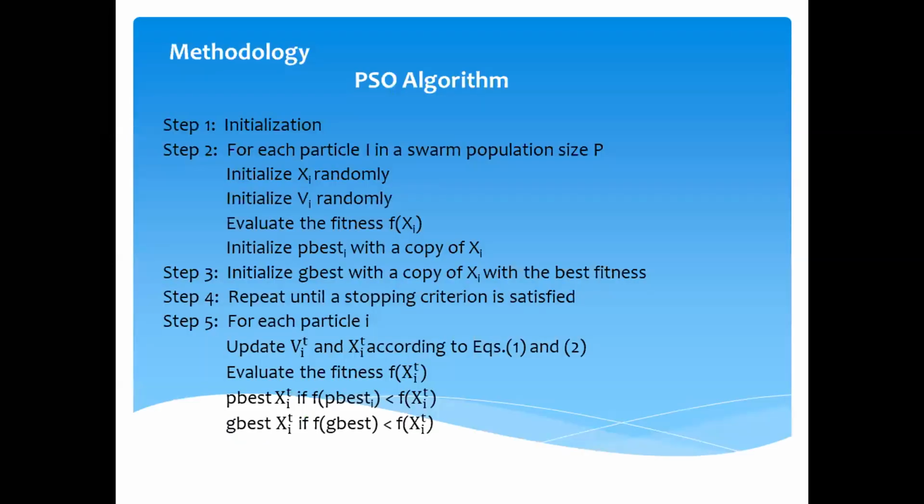This is the methodology. The PSO algorithm is used for feature selection. First, the initialization step: we initialize xi and vi, and we have f of xi. Using this initialization, we calculate the fitness values, then calculate the p-best and g-best values. These steps are repeated until a stop criterion is satisfied.